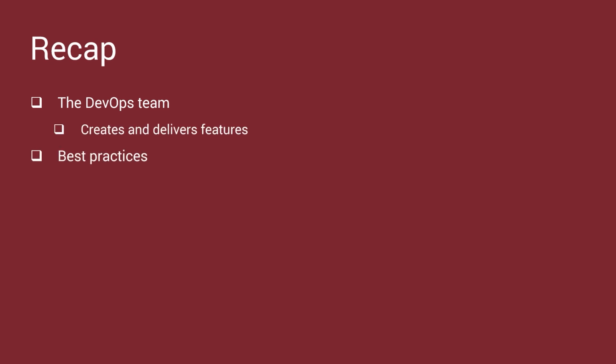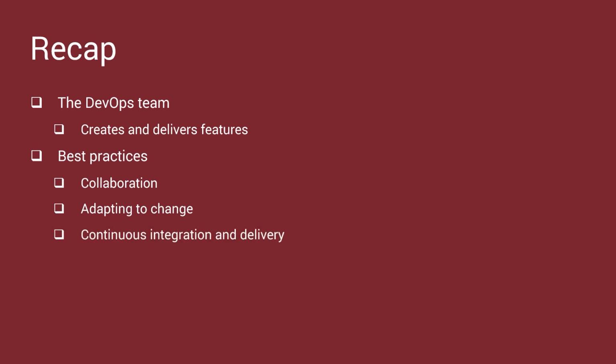Enhancing team performance involves adopting best practices. These include fostering collaboration, adapting to change, achieving continuous integration and delivery, empowering the team, and driving continuous improvement. Success is achieved by respecting process boundaries and leveraging Agile ceremonies to maintain alignment. These practices enable teams to deliver consistent value.